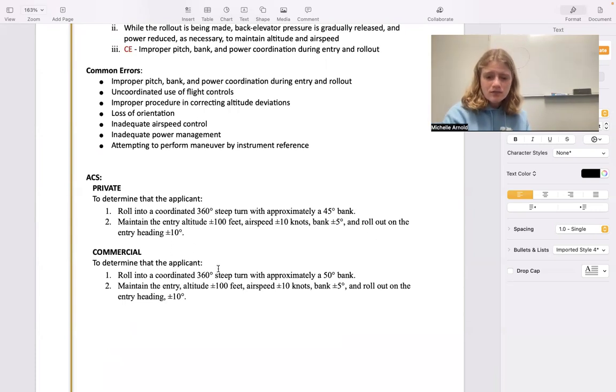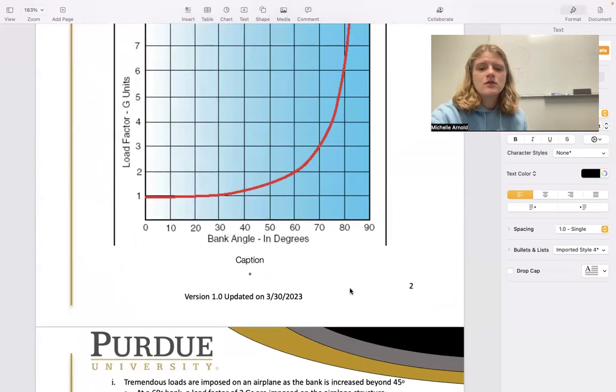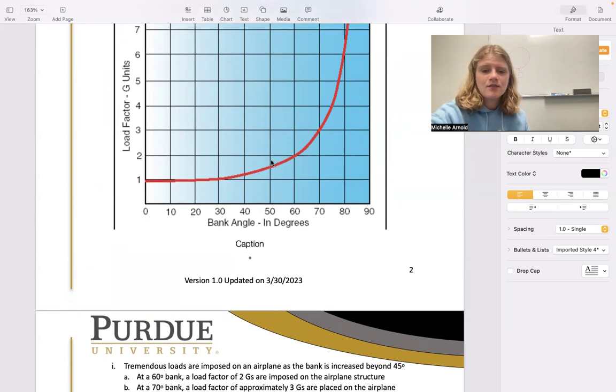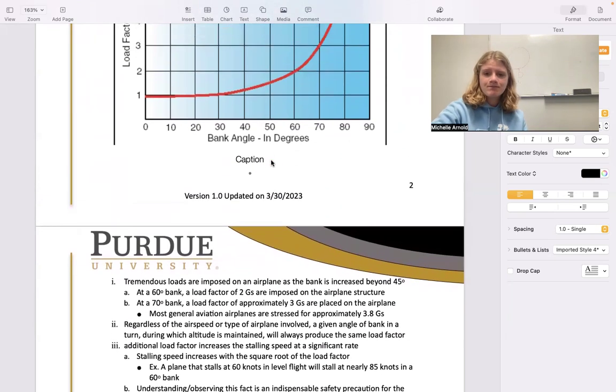With commercial, it's all of the same standards, except instead of a 45-degree bank, you're going to have 50 degrees of bank. So it's only 5 degrees, but like we said, with the load factor, that 5 degrees is going to make a big difference. At 45, you got about 1.5, and at 50, you got about 1.6. So you'll definitely feel that extra G force when you're in the plane.